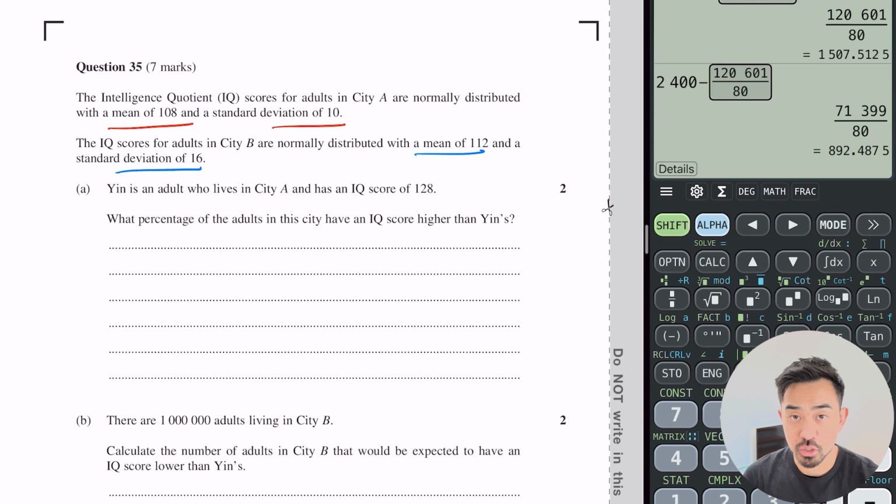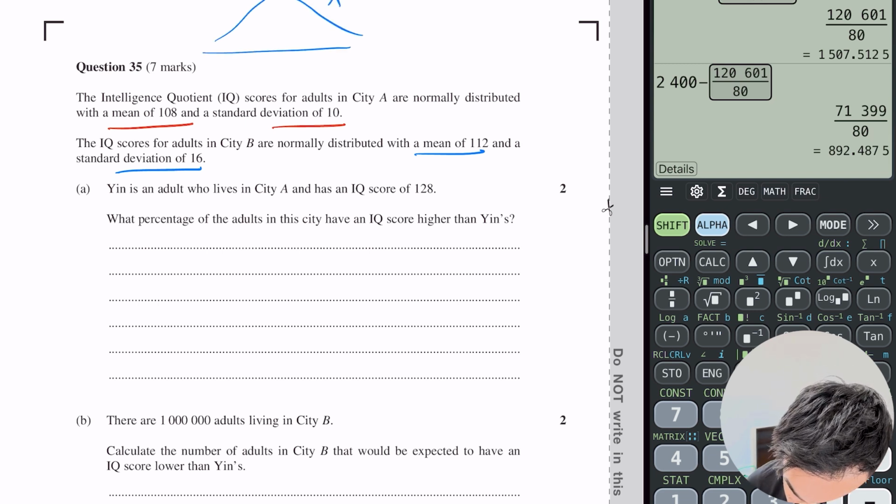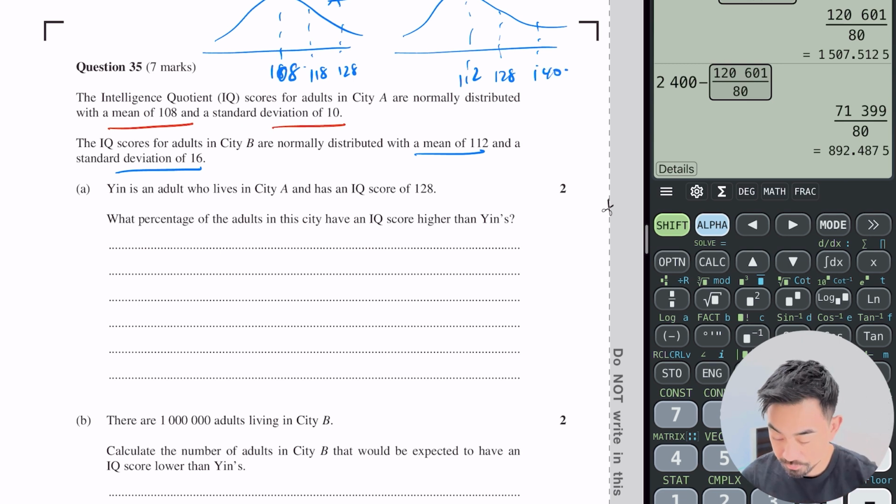Okay, so for these normal distribution ones, I just like to draw a quick diagram to give me a picture. So let's call this A. The mean is 108. And B, the mean is 112. And it's got a standard deviation of 10. So the next one up will be 118, 120, etc. 128. This one has a standard deviation of 16. So 128, what's that? 140 will be the next one. Now I could fill them all in, but let's see if we need to do that first.